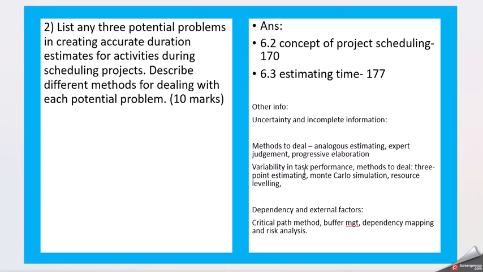And then variability in the task performance. For this scenario, how you can deal with this problem. So for this, you can go with the 3-point estimation, Monte Carlo simulation, resource leveling. Then again, dependency and external factors. For that, you can go with critical path method, buffer management, dependency mapping, and risk analysis. So like this, you can list down different problems and how you're going to deal with those problems.